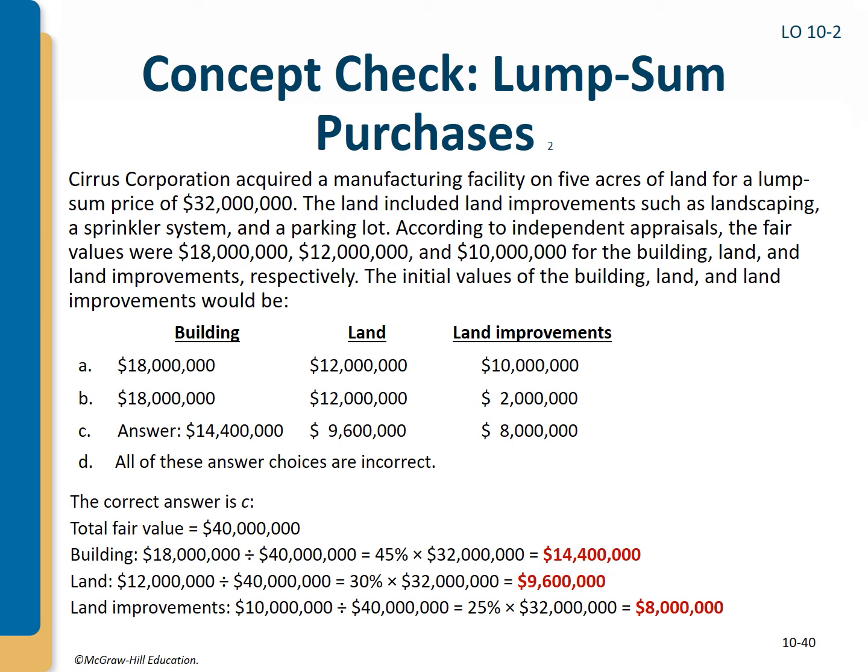Do the same with the land. Land's fair value is 12 million divided by the total fair value of all the assets, 30% times 32 million, or 9.6 million. And finally, the land improvements. The fair value of those is 10 million divided by the total fair value of all the assets, 25% times the 32 million you paid for all three assets, so 8 million will be allocated to the land improvements.